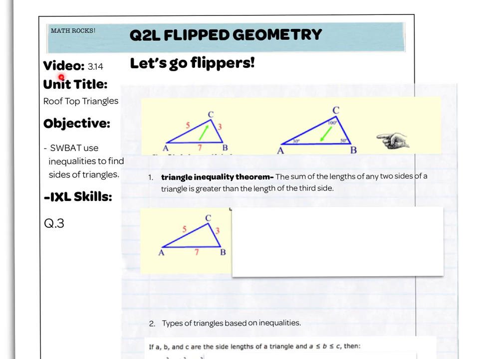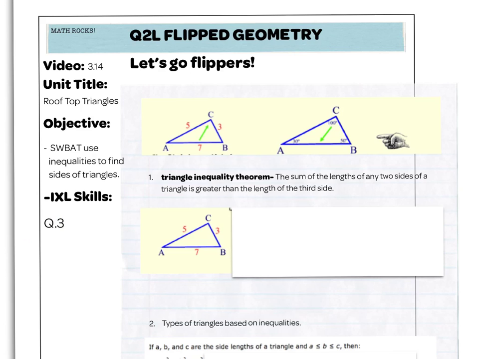You're so excited. The last video in this particular unit, Rooftop Triangles is the title, and your objective is students will be able to use inequalities, that's right, they're back, to find sides of triangles. And your IXL skill is Q3. All right, so let's go, flippers.